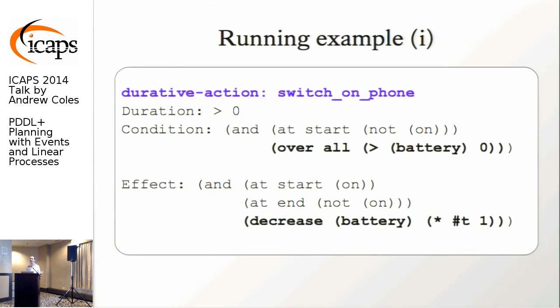So here's a running example, just to start with a PDDL 2.1 derivative action model. Here we have one for switching on a phone, and we can switch on a phone if it's not on, and if we have some battery charge left in the phone. Whilst the phone is on, we add the fact on at the start, we delete it at the end, and then we have this continuous numeric effect syntax that we're going to decrease the battery charge by 1 unit per unit of time. So that's d battery by dt equals 1.